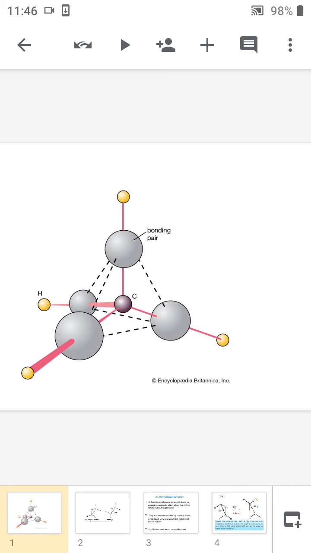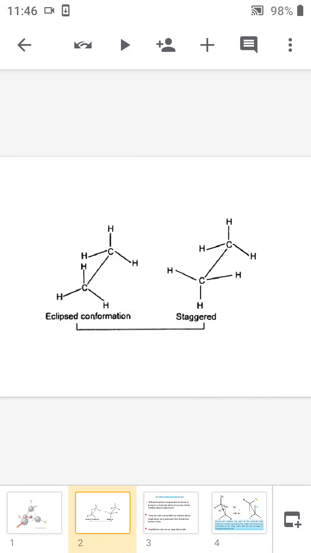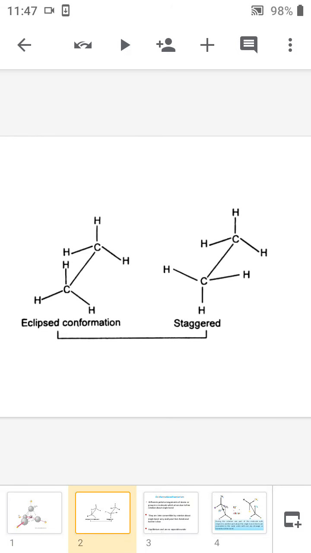And if you replace one of the hydrogen atoms by a methyl group, CH3 group, we will get ethane. This is the structure of ethane. See here, we can see a C-C sigma bond, and all the remaining 3 valencies of the carbon atom are satisfied by hydrogen. The structure shown on the left hand side is named the eclipsed conformation, and the right hand side is known as the staggered conformation, that we will discuss later.